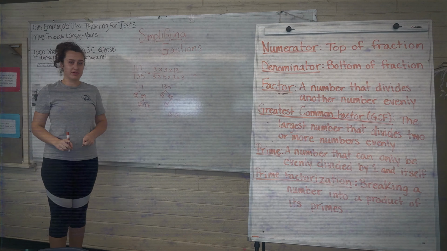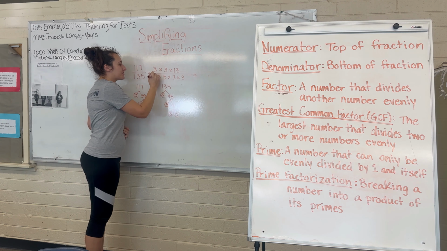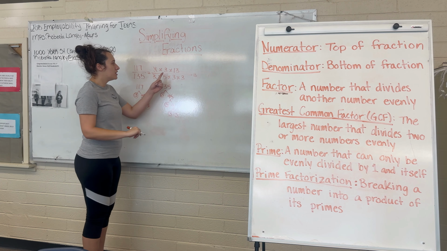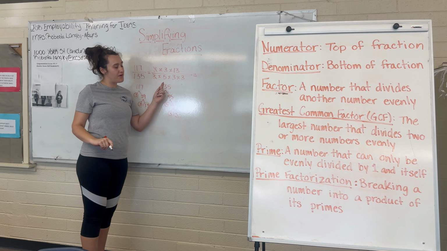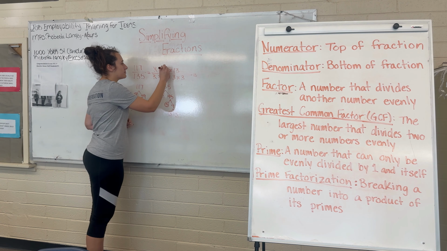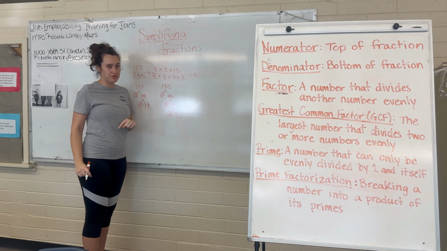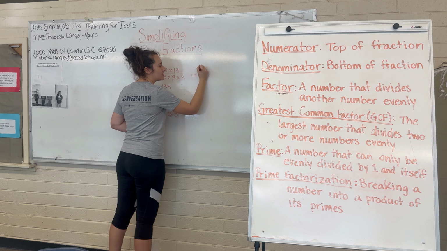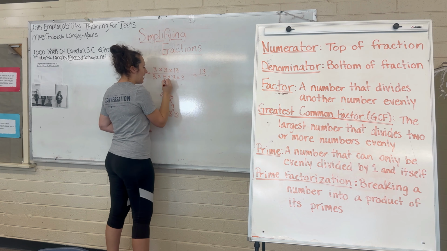I wrote it this way on purpose. We can easily see that the first two 3's cancel. Now, just because underneath this 3 is a 5, doesn't mean that these 3's here and here can't go together. These 3's will cancel as well. What that leaves me up top is a 13 and 5 times 3. 5 times 3 is 15. So 117 over 135 is the same as 13 over 15.